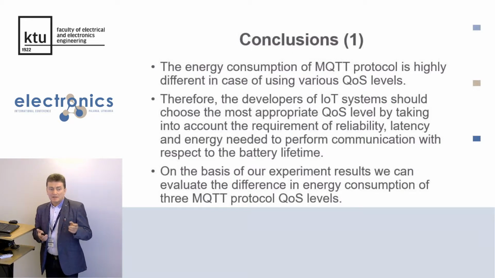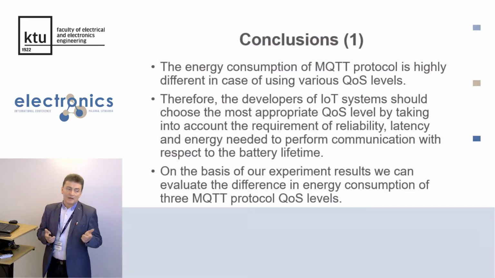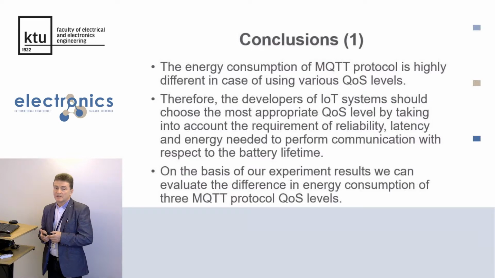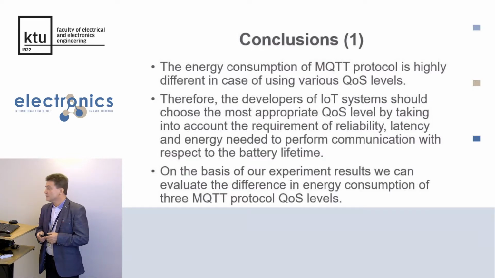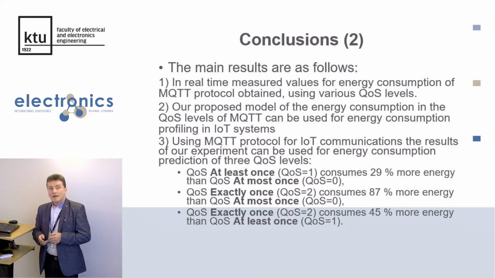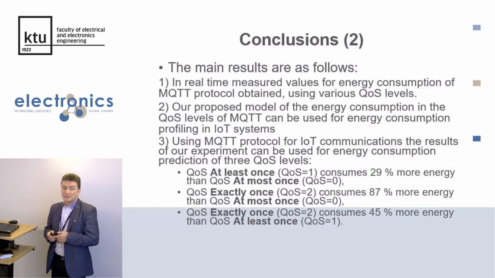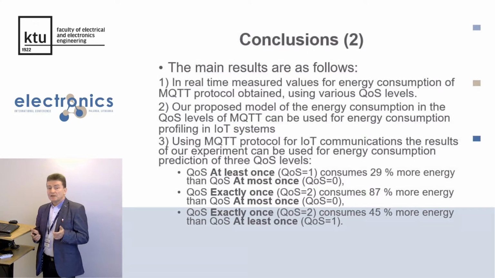On the basis of our experiment results, we can evaluate the difference in energy consumption of the 3 MQTT protocol quality of service levels. And finally, the main results are as follows. Using the MQTT protocol for Internet of Things communication, the results of our experiment can be used for energy consumption prediction, which we think is very important, of the 3 quality of service levels.